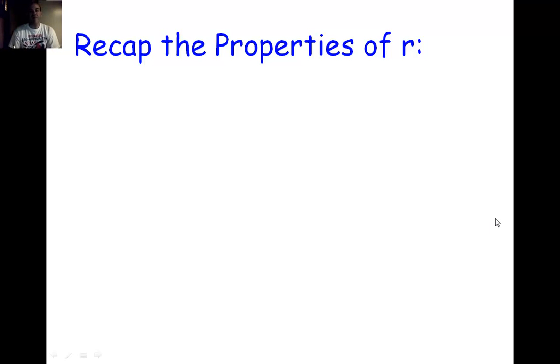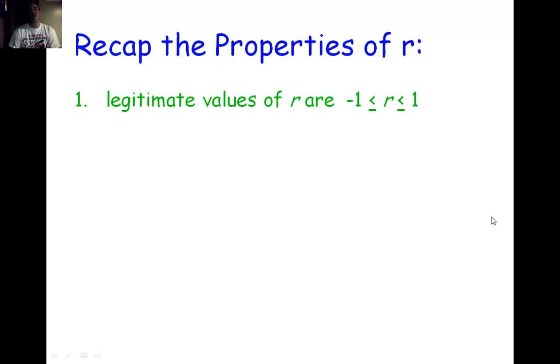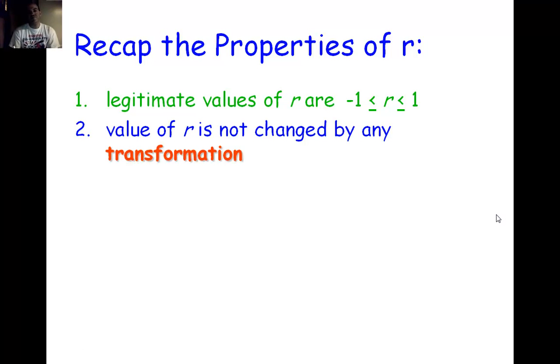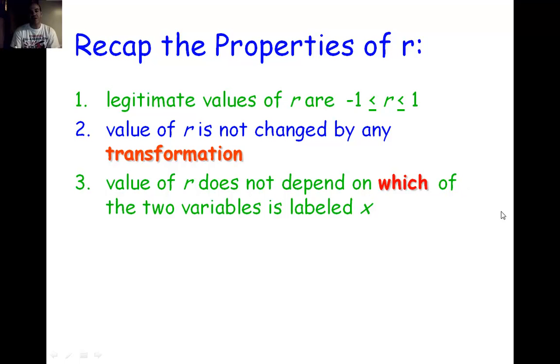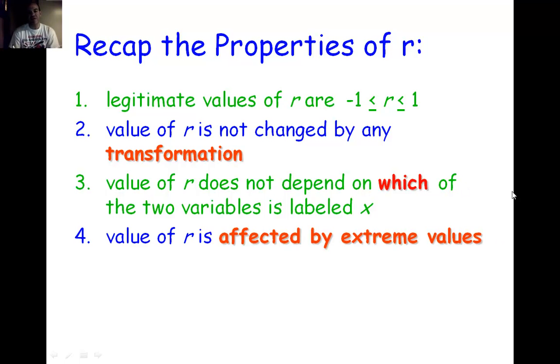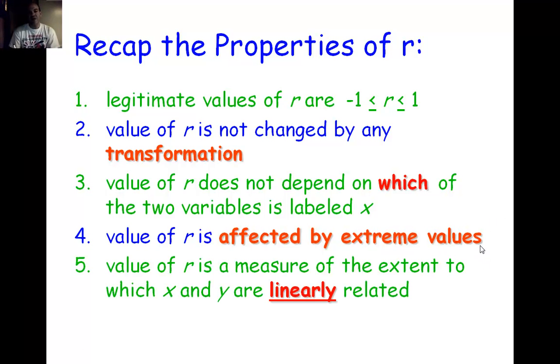So, a recap of the properties of R. The legitimate values are between -1 and 1. The value of R is not changed by any linear transformation. The value of R does not depend on which of the two variables is labeled X. The value of R is affected by extreme values. And the value of R is a measure of the extent to which X and Y are linearly related.